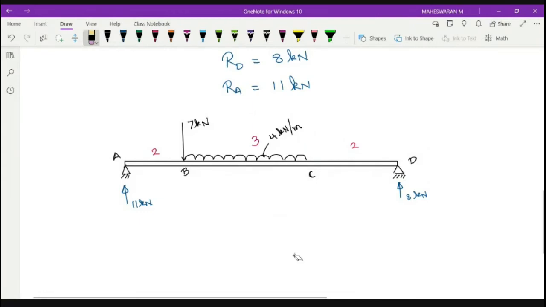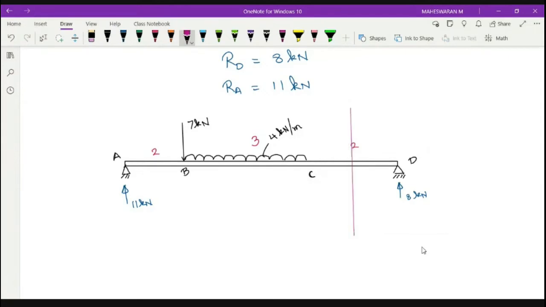Now, you know what Macaulay's method is. In Macaulay's method, you have to take a section after completing your UDL, after completing your loads. So you have two loads. I have to take a section here. I'm going to take it here.